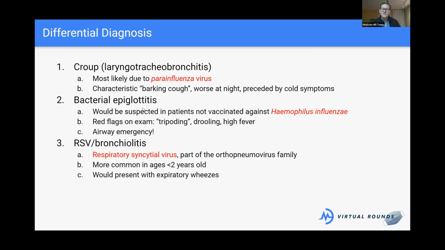The key feature here is that unlike croup, which has the inspiratory stridor, RSV is going to present with expiratory wheezing. That's going to sound a lot more like an asthma-type wheeze versus the gasping sound.